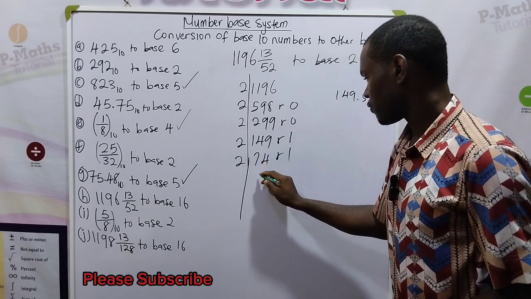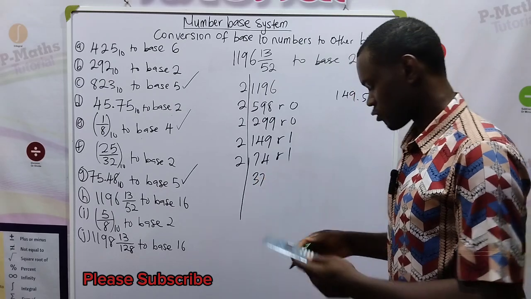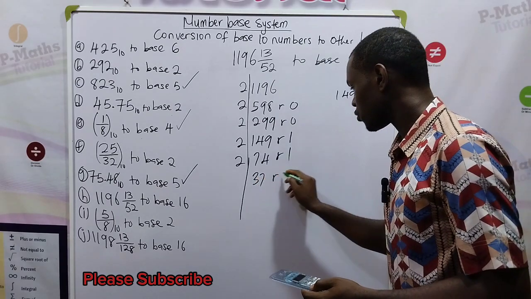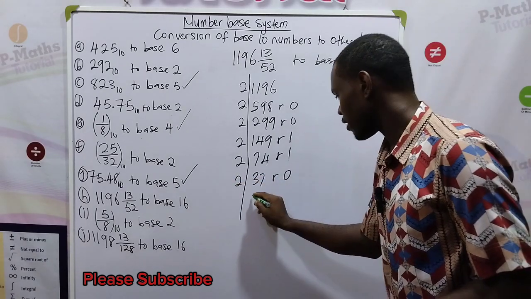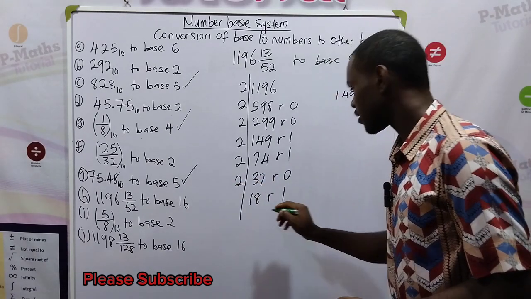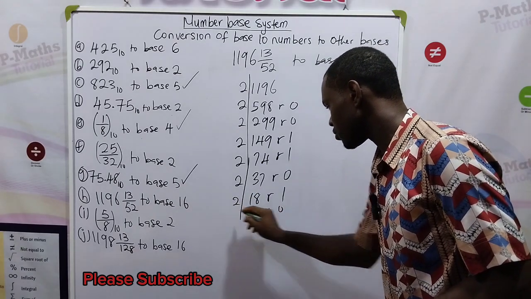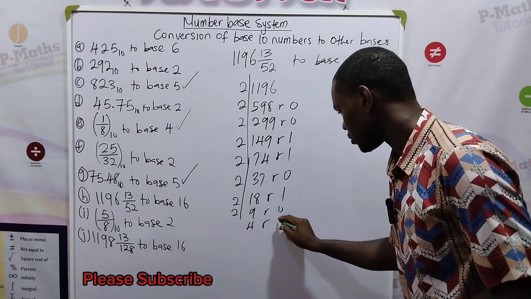Then we divide further. Divide here, we'll have 37. I hope I'm correct. 74 divided by 2. Yeah, 37. So no remainder, 0. Then divide again. If it's 36, now we have 18 remainder 1. We divide again. We have 9 remainder 0. Divide again, that is 4 remainder 1.